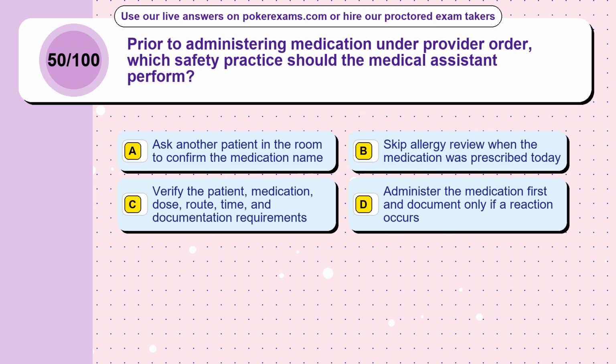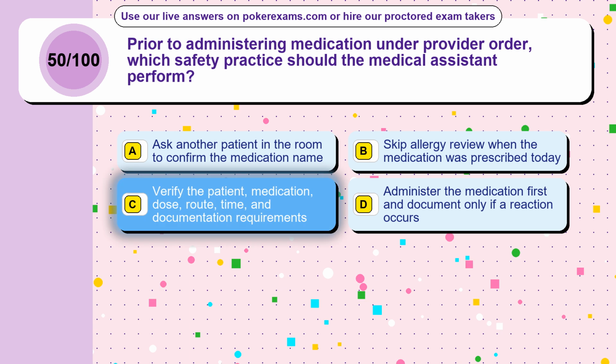Question 50. Prior to administering medication under provider order, which safety practice should the medical assistant perform? Option A. Ask another patient in the room to confirm the medication name. Option B. Skip allergy review when the medication was prescribed today. Option C. Verify the patient, medication, dose, route, time, and documentation requirements. Option D. Administer the medication first and document only if a reaction occurs.